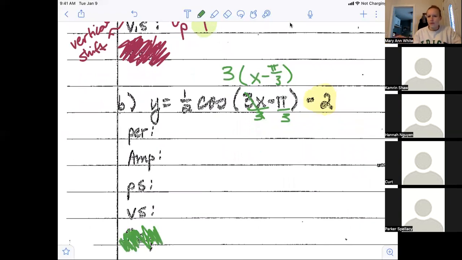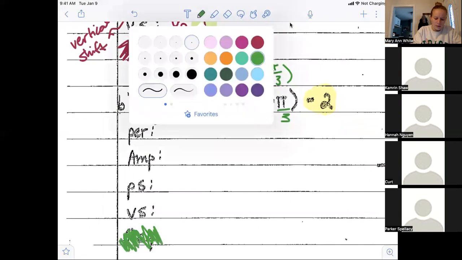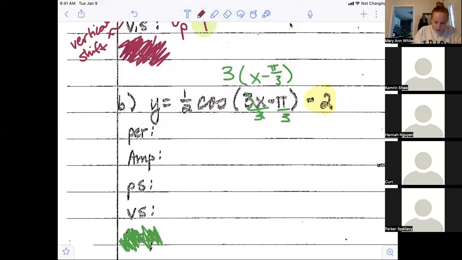Everyone okay with how I took the 3 outside? Okay, just speak up if you don't. Okay, so first I see this 1/2. That deals with my amplitude. So I'm going to come down here. I find A, amplitude is 1/2. There's no negative, so there's no flip. It's all nice and pretty.